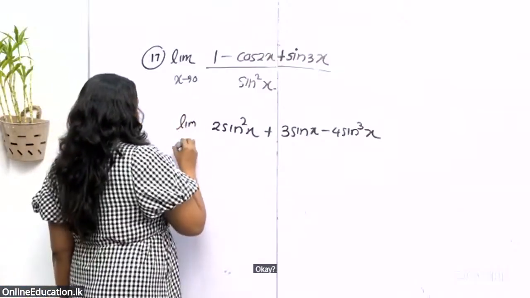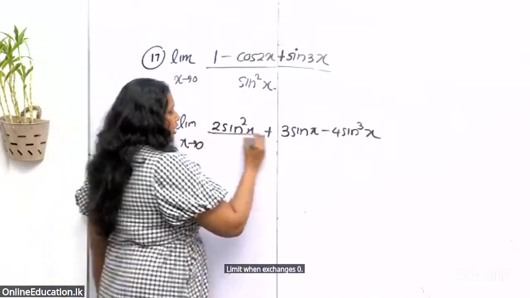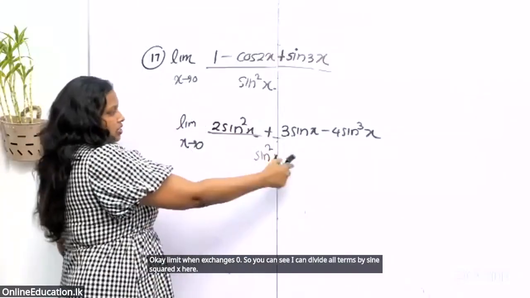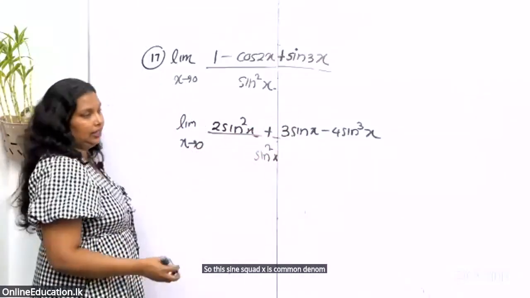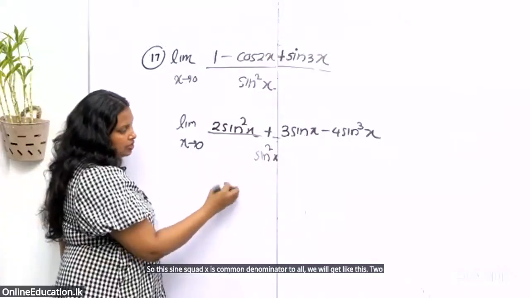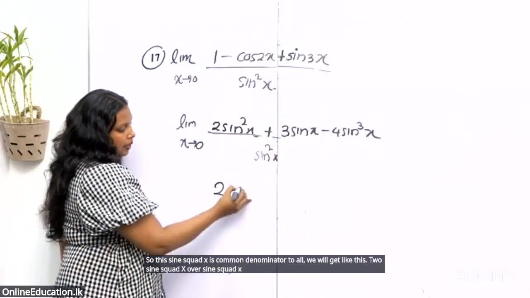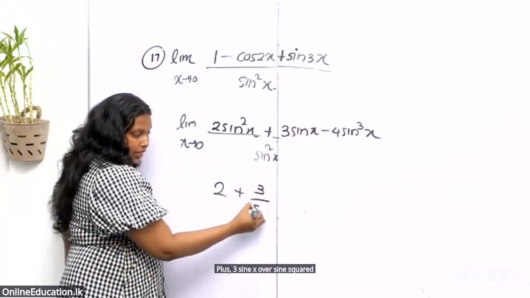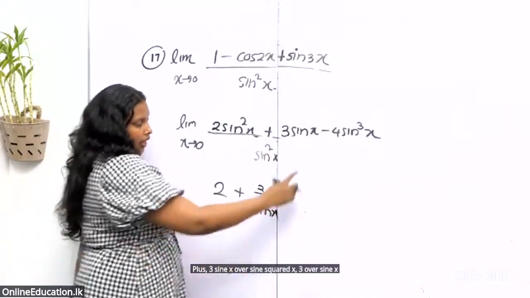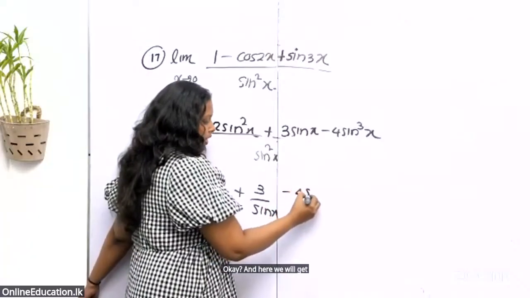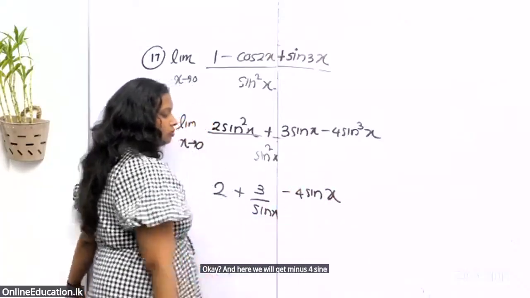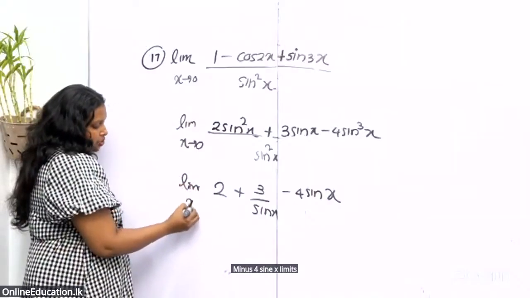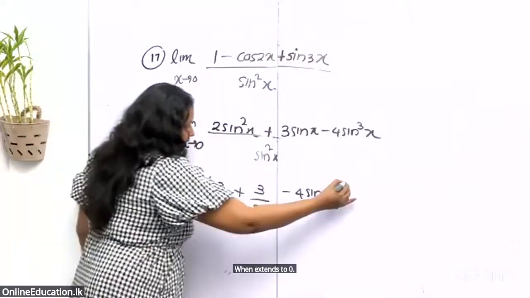Limits when x tends to 0. So you can see, I can divide all the terms by sine squared x here. This sine squared x is a common denominator to all. We will get like this: 2 sine squared x over sine squared x, which is 2, plus 3 sine x over sine squared x, which is 3 over sine x. And here we will get minus 4 sine x. Limits when x tends to 0. This is the way we get.